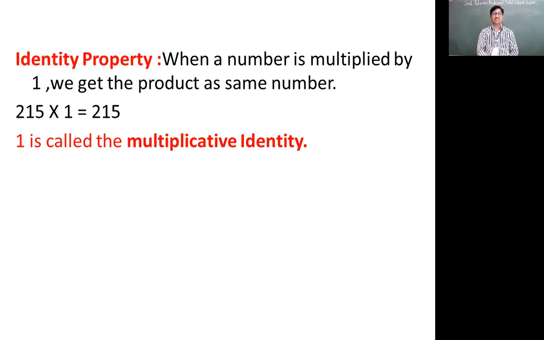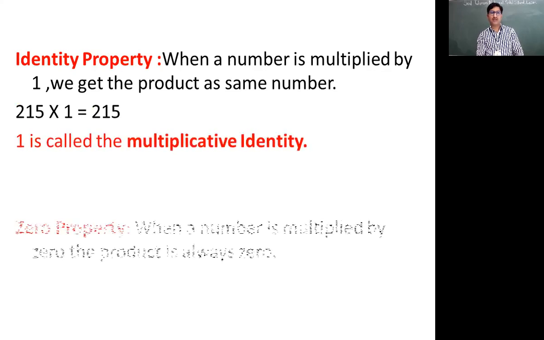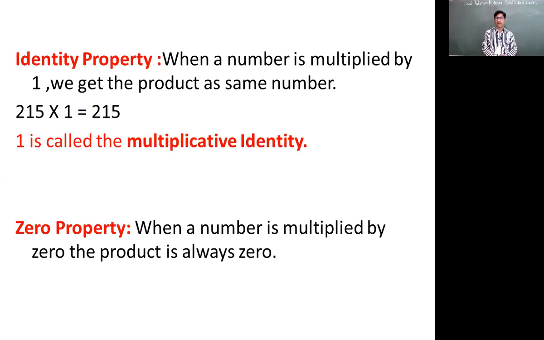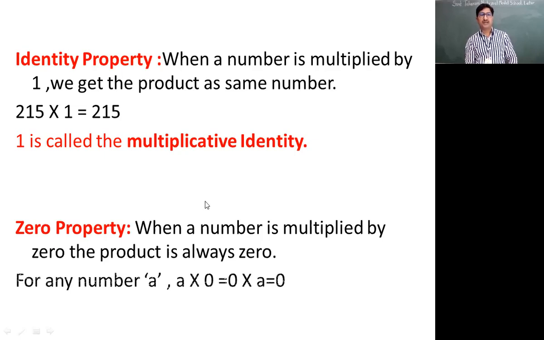Here one example is given, that is 215 multiplied by 1 and the product of the multiplication is 215. So one is called the multiplicative identity. Similarly, the second property we have learned, that is zero property. You know well, when a number is multiplied by 0, the product, or the answer of multiplication, is always 0. Here the example is given, a multiplied by 0 and 0 multiplied by a, the answer will remain 0, no matter how big the number is. Those two properties we have learned in third standard.